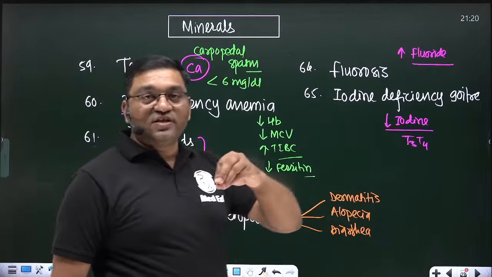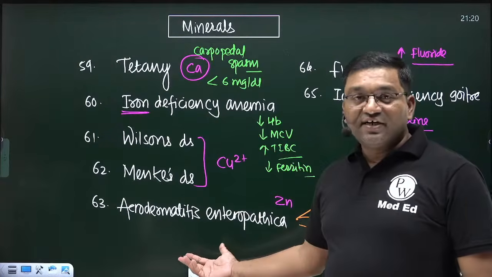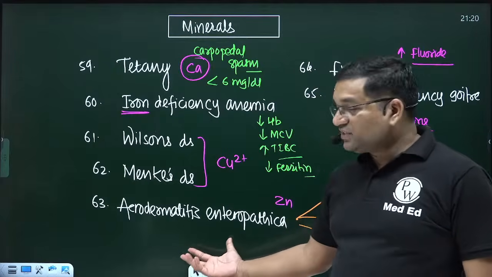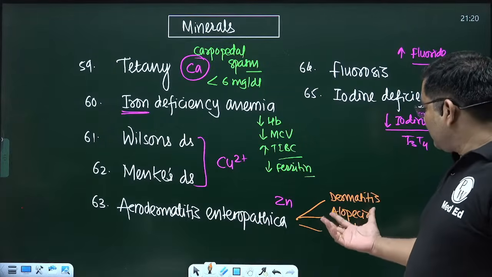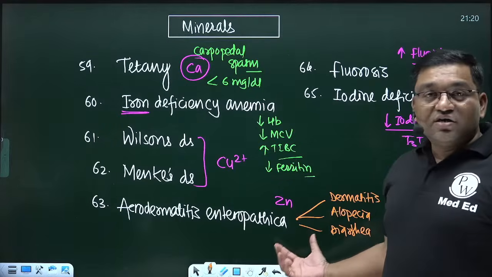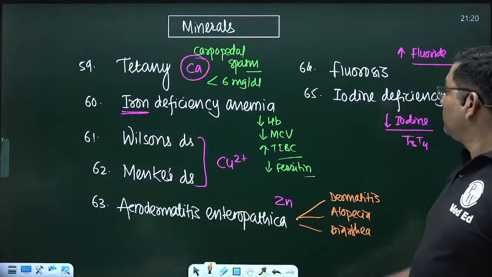Zinc is present in more than 300 enzymes: superoxide dismutase, ALA dehydratase, various dehydrogenases, RNA polymerase, carboxypeptidase. So these are the features of zinc deficiency: dermatitis, alopecia, diarrhea, delayed wound healing, loss of taste sensation, defective spermatogenesis.